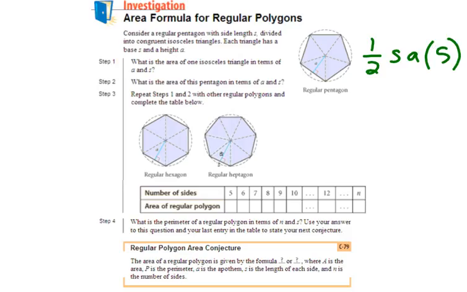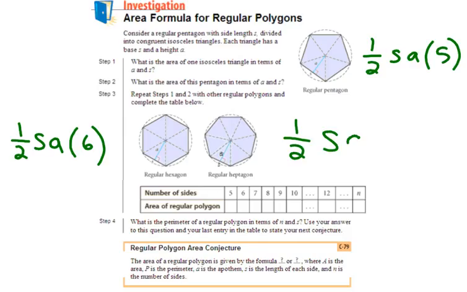Now, if we move on to the regular hexagon, which they give us a diagram of, same thing. To find the area of one of the triangles, we do 1/2 the base times the height. And then to find the area of the entire hexagon, we're going to multiply by the number of sides, which is the same as the number of triangles, right? For the regular heptagon, we applied the same thinking. The area of one of the triangles is 1/2 the base times the height times the number of sides, which in this case would be 7.